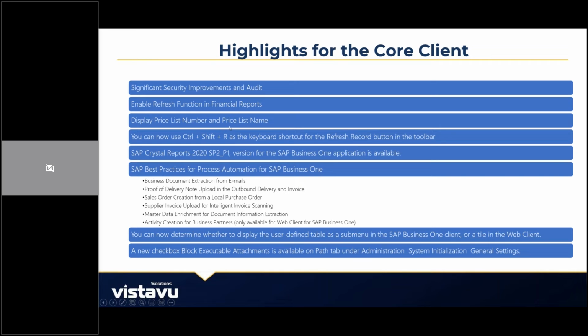Another thing that was added is the ability to see the price list and number inside your marketing documents. So as you're working on a sales order, for example, you'll be able to see the source price list. Support for the latest version, again, going into security, but also functionality, the latest version of SAP Crystal Reports. So again, the 2020 SP2 version.